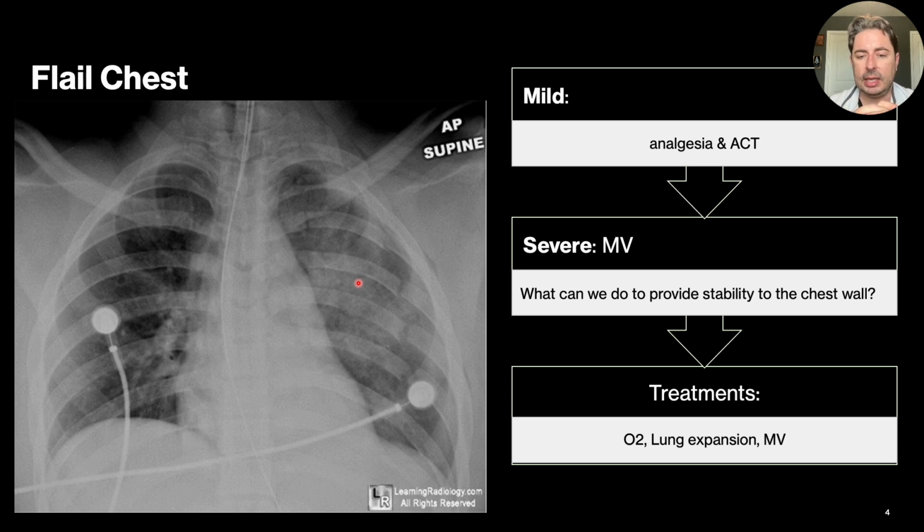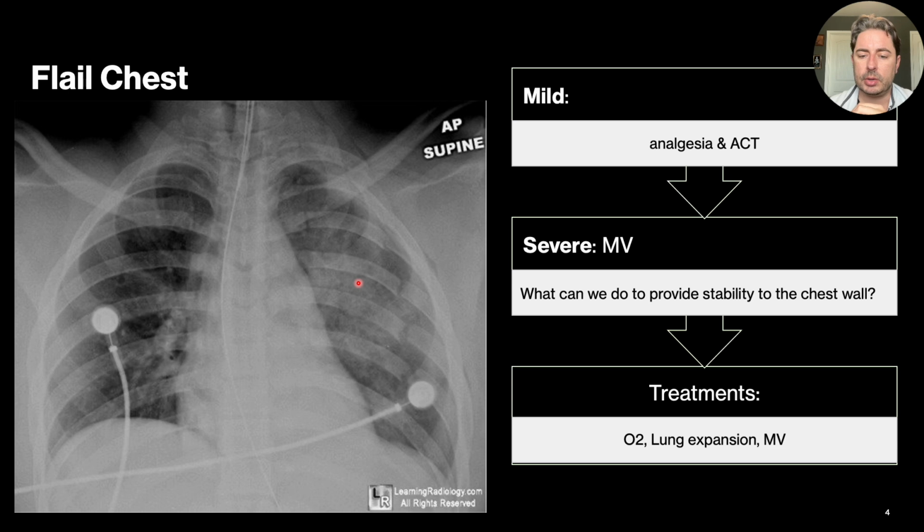Now, when we look at a severe flail chest, one of the things that we want to ask is, what can we do to provide stability to that chest wall? Well, I just kind of talked about it a little bit. With a mild flail chest, we can add PEEP, we can add CPAP, we can add positive pressure to help keep those lungs open, even with the disconnect between the parenchyma and the chest wall itself. So mechanical ventilation, non-invasive ventilation, some way that we can add positive pressure to the situation here.